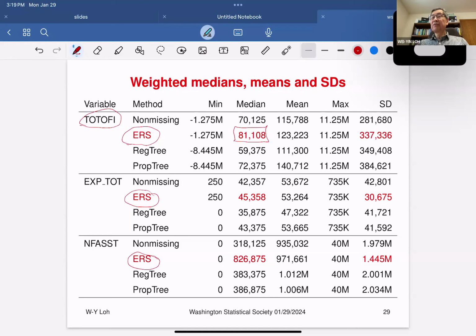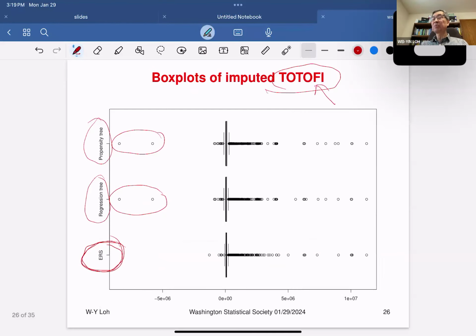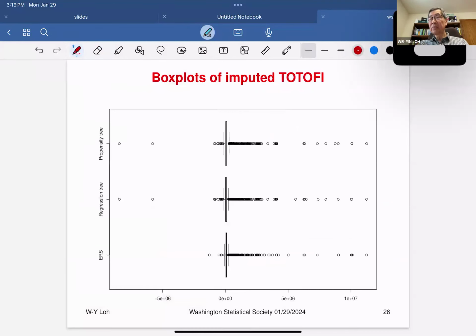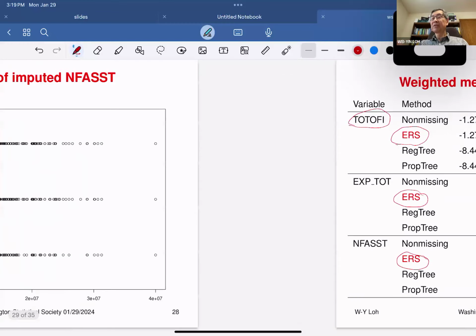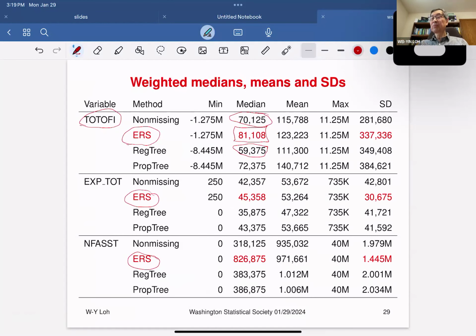If you look at just the non-missing data for total off-farm income, the median is only 70,000. If you use GUIDE, a regression tree method, the median is the middle line of these box plots. It's hard to see here, but if you scrutinize it, the ERS is a little to the right of that middle line. Okay, so that's why we're seeing this. If you use a propensity score tree for total off-farm income, you get 72,000. So none of this is as large as what is being used in the current method.